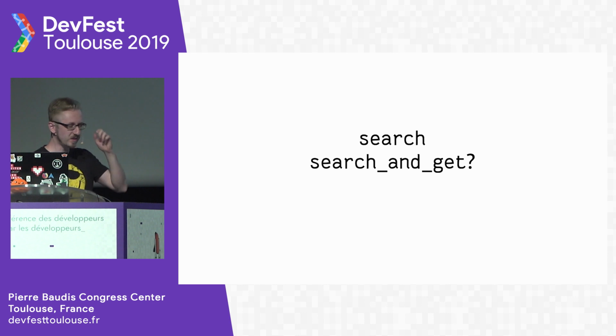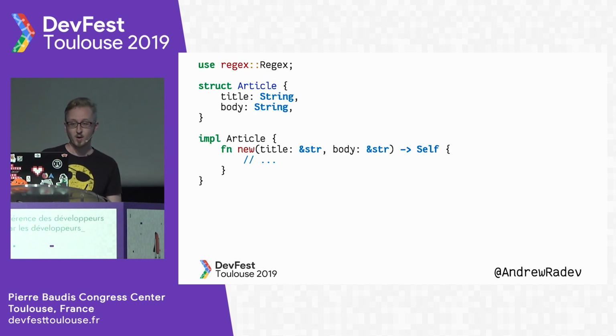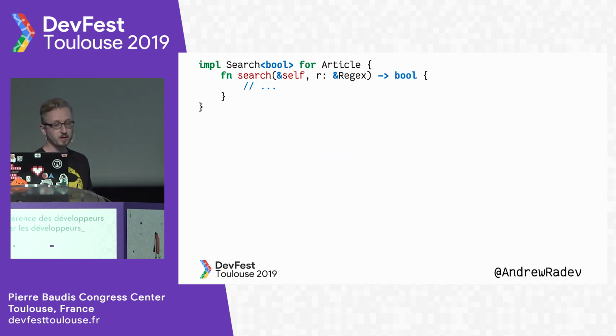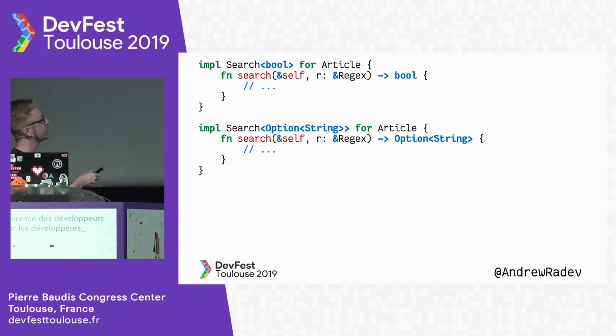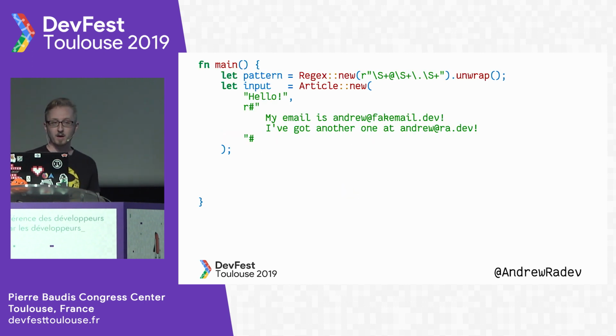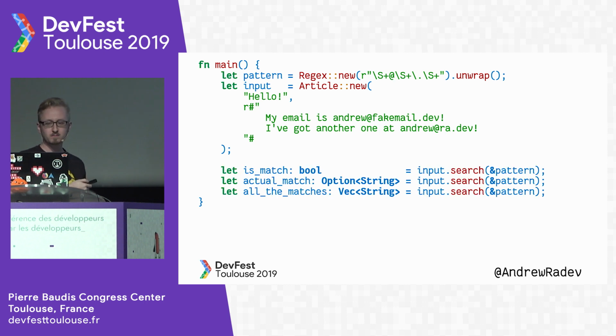There are probably good names out there, but the thing is, I don't actually have to choose. What I can do is define a trait and have that trait be generic by its return type. The search method returns a type T. And then go, well, here's a method called search that returns a bool, and here's just the exact same method with the exact same inputs that returns an option string, and here's one that returns a vector of strings. Sure, why not? I can implement them however I want, and then I can literally just call the exact same method 3 times, except in all of these cases, I ask for a different type of thing.